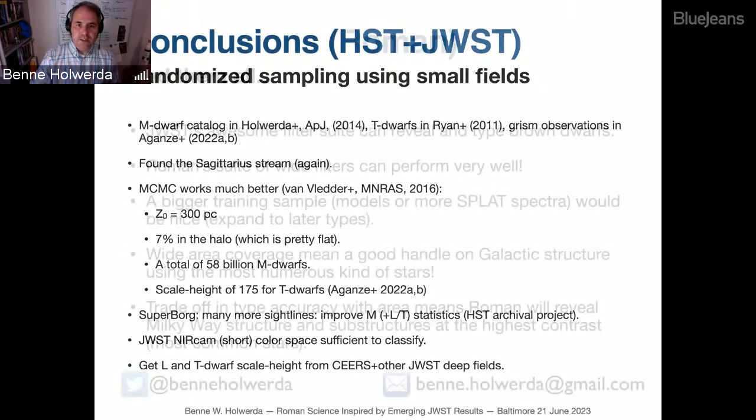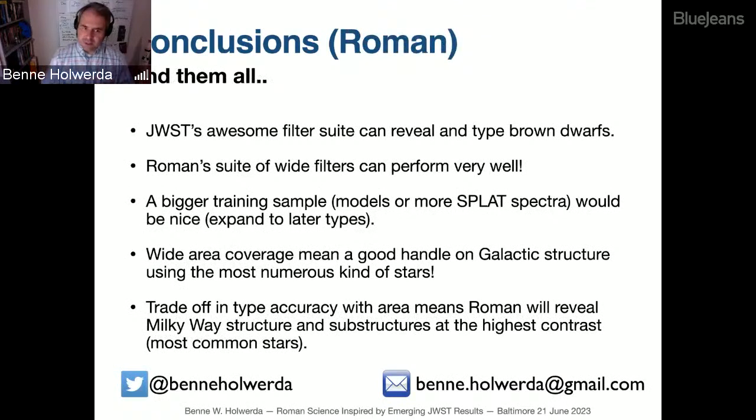But what can you then do with Roman? JWST has an excellent filter suite to go and identify these things, but the Roman suite is actually pretty good, and we're getting this again for free. I would very much like a slightly bigger training sample, especially at the later types, so more spot spectra or a bunch more atmospheric models to expand that photometric typing.